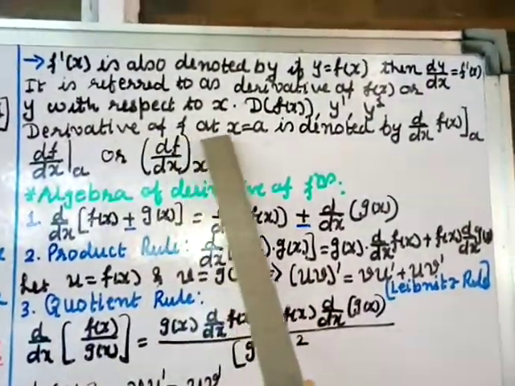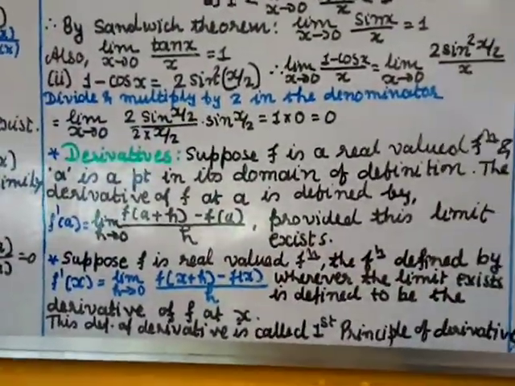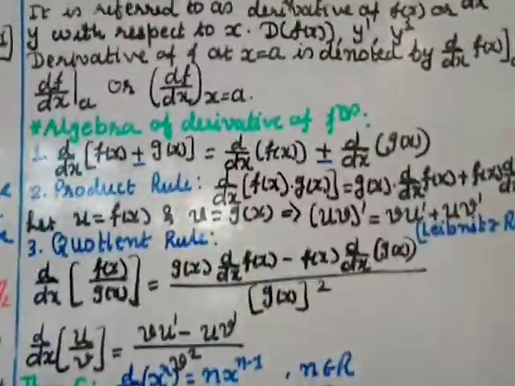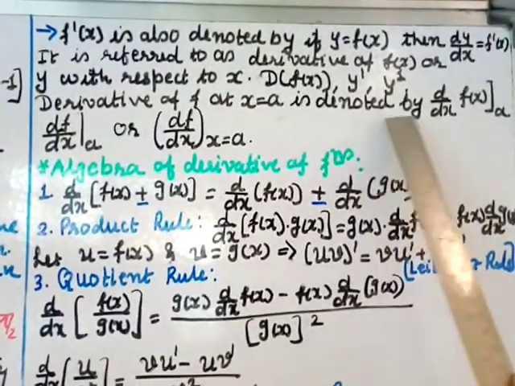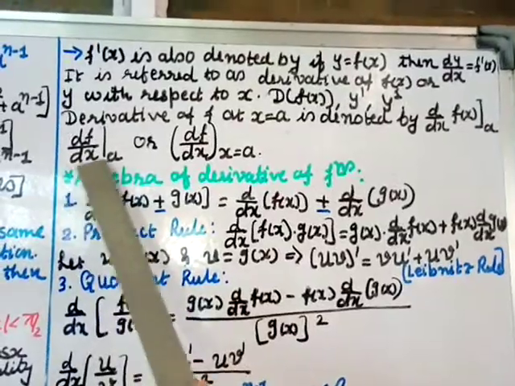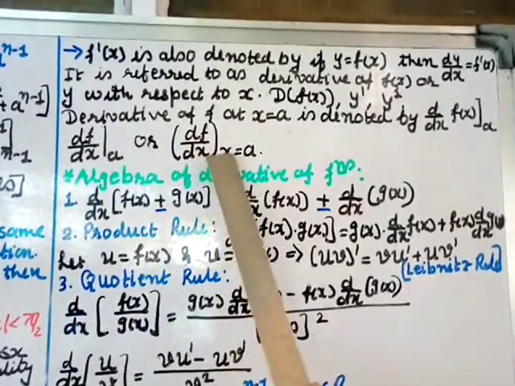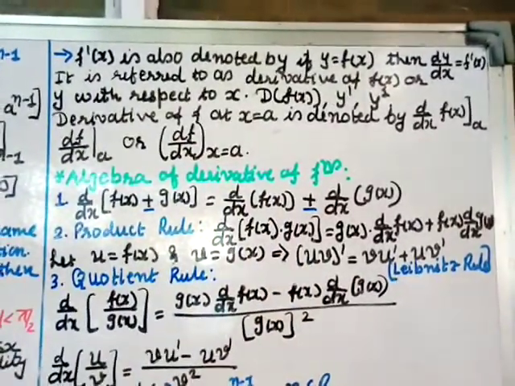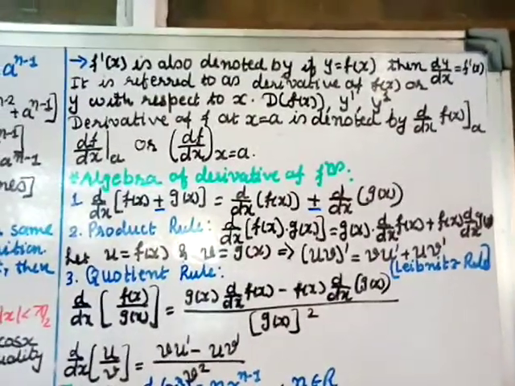Now the derivative of f at x equal to a, the first one which I defined, also has a few different notations. So let us see that. This can be denoted by d by dx of f x at a, df by dx at a, or df by dx at x equal to a.